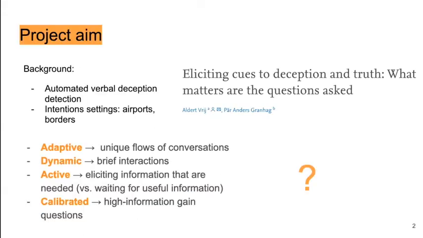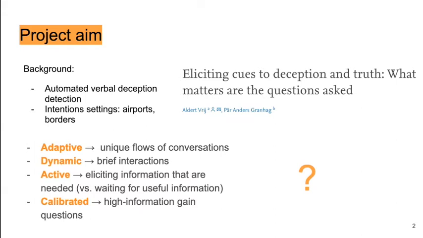Okay, so what is the aim of this project and what are we talking about? There is this very famous paper by Aldert Vrij and Pär Anders Granhag called Eliciting Cues to Deception. What matters are the questions asked. And there's been this very dominant paradigm in deception detection built on investigative interviewing.